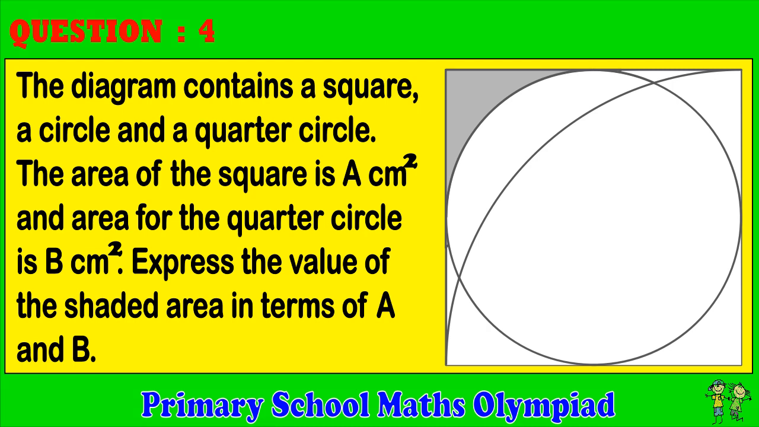Question 4. The diagram contains a square, a circle and a quarter circle. The area of the square is A centimeters squared and the area of the quarter circle is B centimeters squared. Express the value of the shaded area in terms of A and B.